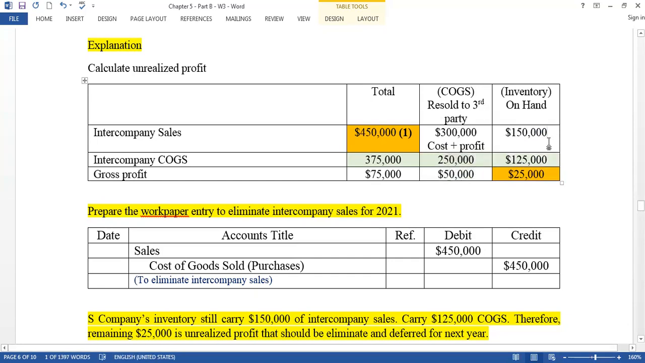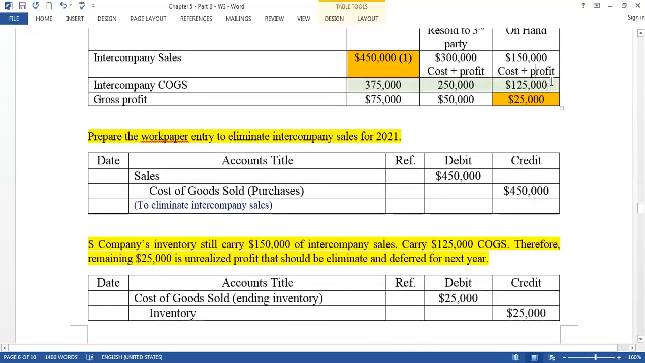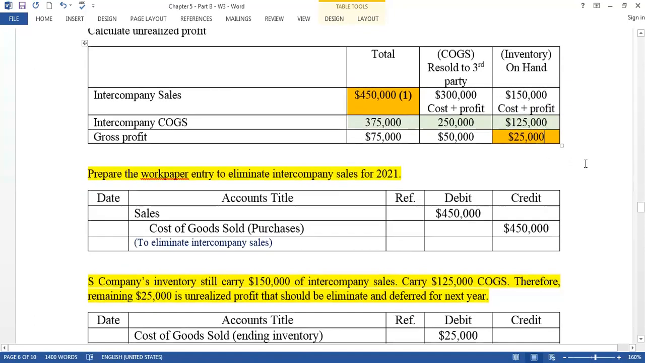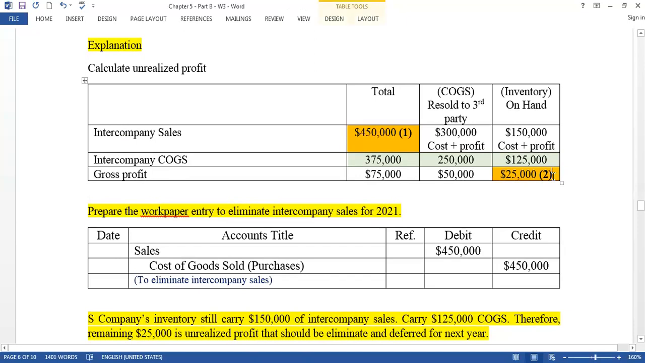Then we have some ending inventory, not yet sold. This ending inventory also includes cost plus profit. Clear? So we know what amount is the cost. 125,000 is the cost, and the profit is $25,000. So this is our second journal. We have to eliminate this $25,000 because this $25,000 is called intercompany profit, right?